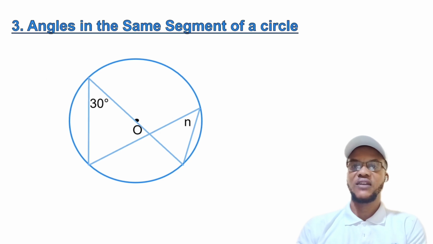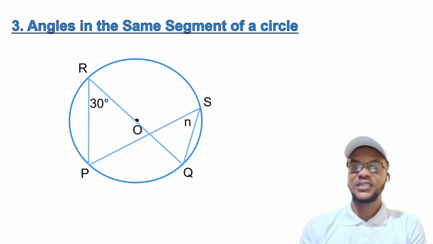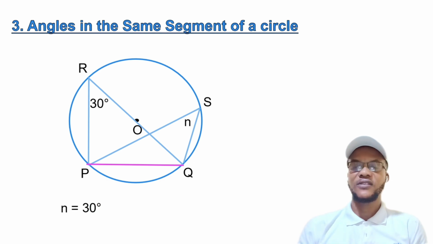Okay, so let's say we have this angle and we have n. Find the value of n. This is very easy. Once you have this, you can decide to draw a chord down here, from P to Q. Once you get PQ as your chord, you know that automatically R and S are sharing the same chord. That is, angle 30 and n are sharing the same chord. Then my n is what? 30 degrees. Very, very easy.